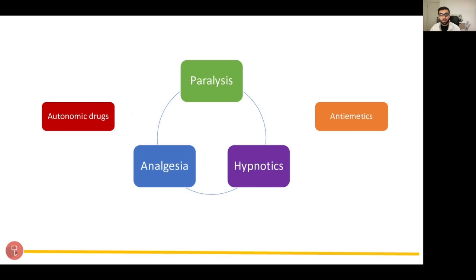So firstly, pharmacology. So just to have an idea of the kind of drugs that we give in anaesthesia, there is the anaesthetic triad, essentially, which involves paralytic agents, analgesic agents, and hypnotic agents. Analgesia is all about numbing pain, paralysis is all about reducing movement, and hypnotics are all about inducing that state of anaesthesia where patients are unconscious. The other two classes of drugs that we give alongside these that are not part of the triad are autonomic drugs that help manage our cardiovascular status in our patients, and antiemetics, which we've already touched upon.